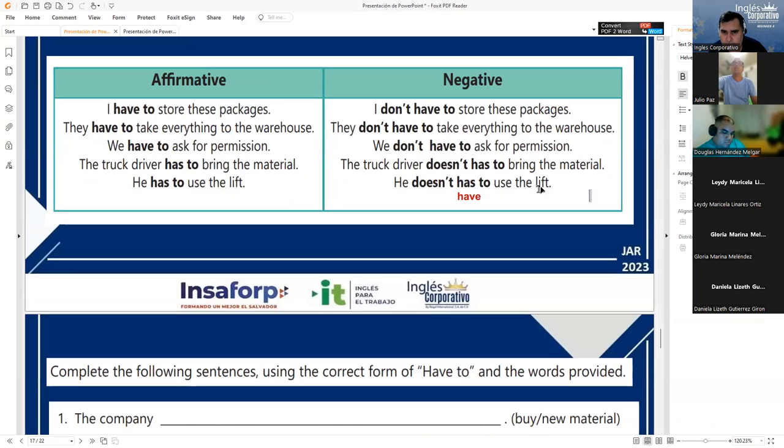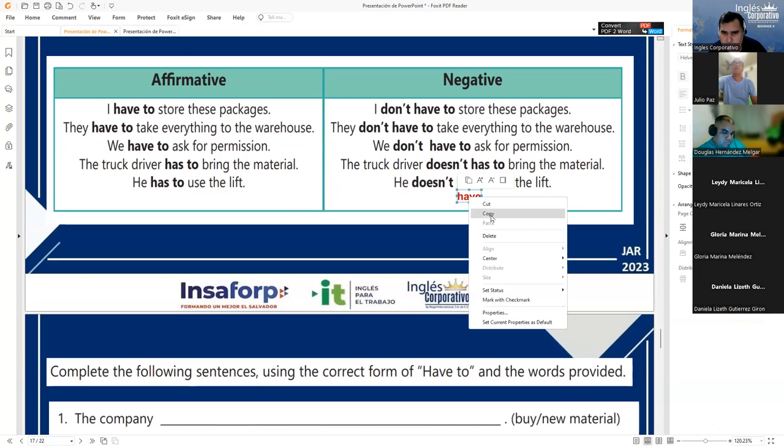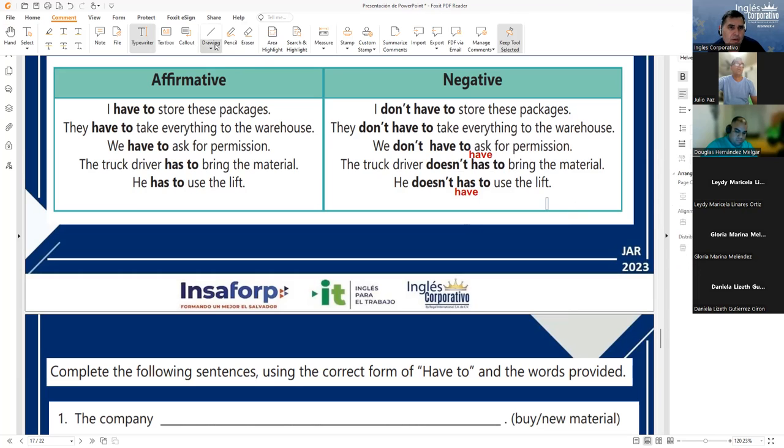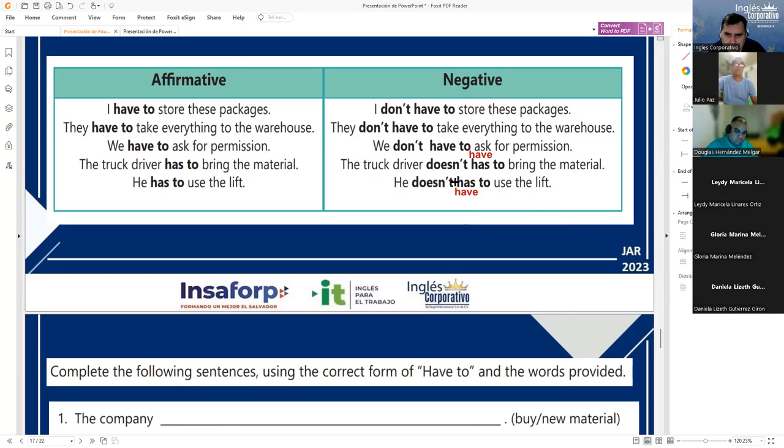So, I'm going to be lazy and I'm going to only copy. Okay, so put here have to. And I'm going to cross the other out. Why? Because it's not correct. Okay. Doesn't have to.